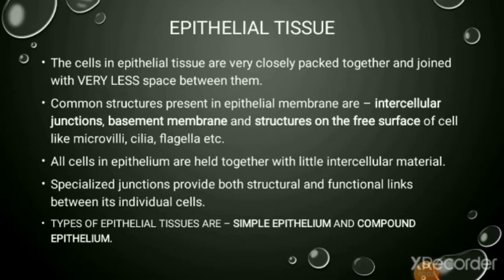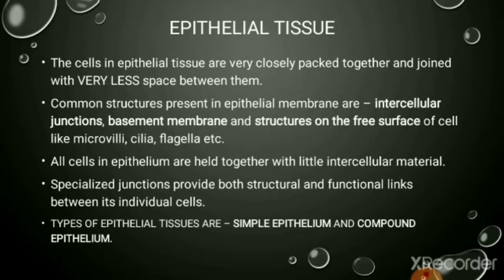Epithelial tissues. The cells in epithelial tissues are very closely packed together and joined with very little space between them. So the cells are tightly packed with each other in such a way that very little intercellular space is present between them, and most of the time the intercellular spaces are absent. Some common structures present in epithelial membranes are intercellular junctions, basement membrane, and structures on the free surface of cells like microvilli, cilia, flagella, etc.